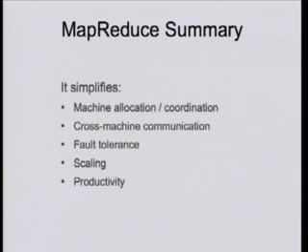So to summarize MapReduce and why this is such a great thing, it basically simplifies machine allocation and coordination. The programmer just really doesn't have to worry about it. There are a few permission things you set up, and it just goes. It handles all the cross-machine communication. You're not setting up RPCs. You're not trying to figure out sockets, nothing. You just emit key-value pairs largely.